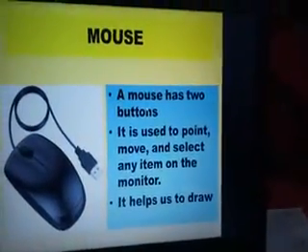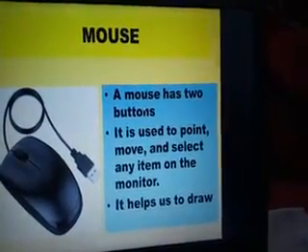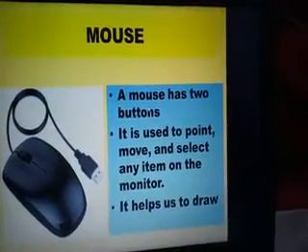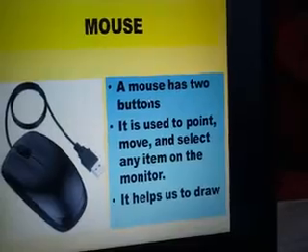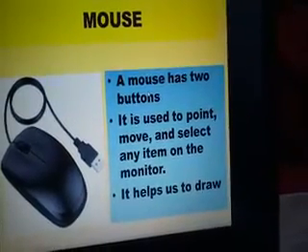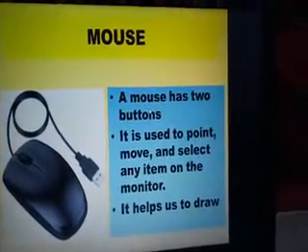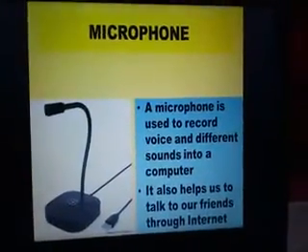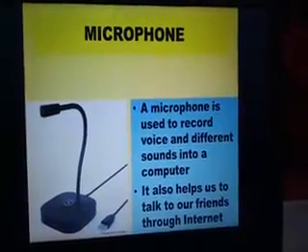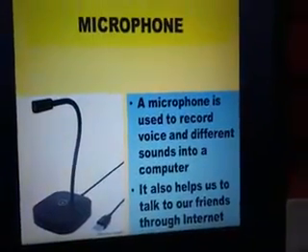So a revision of what we learned so far. A mouse has two buttons. It is used to point, move and select any item on the monitor, and it helps us to draw. The next and last input device we are going to study about is the microphone.